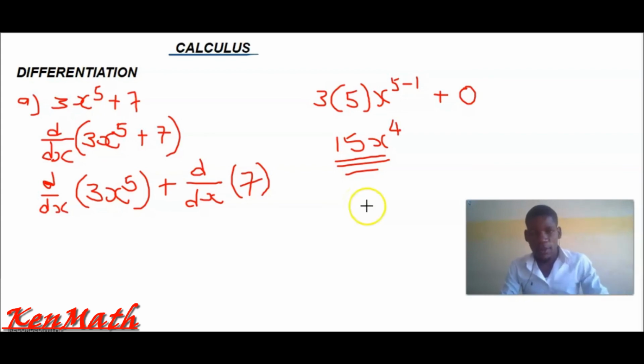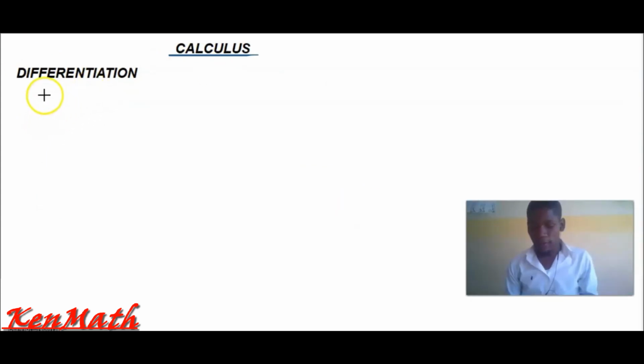So we go to example number 2. The other example we have been given is y equals 3x squared, then minus 2x plus 2. That's the other example.